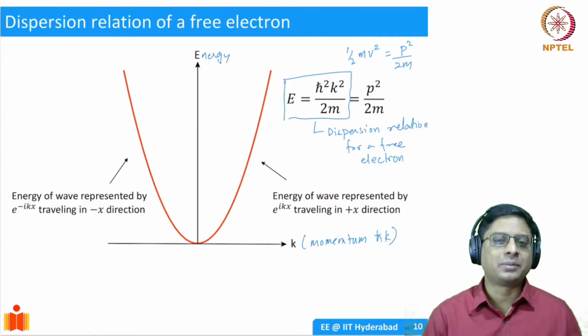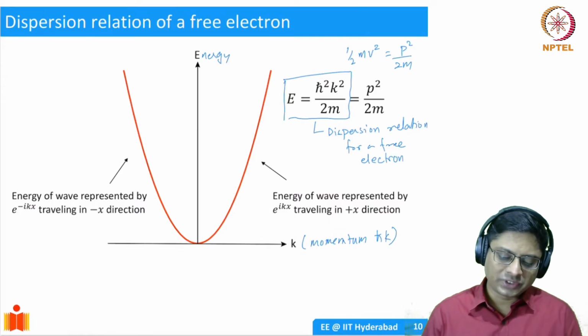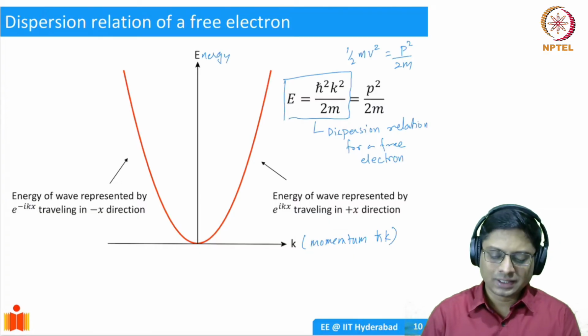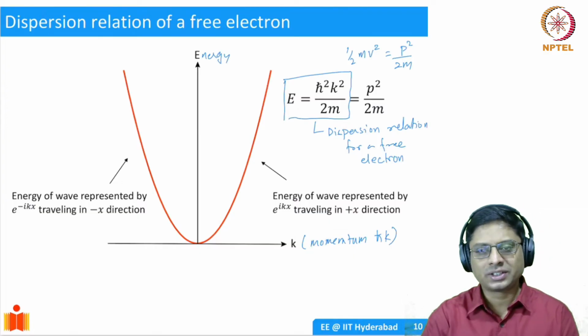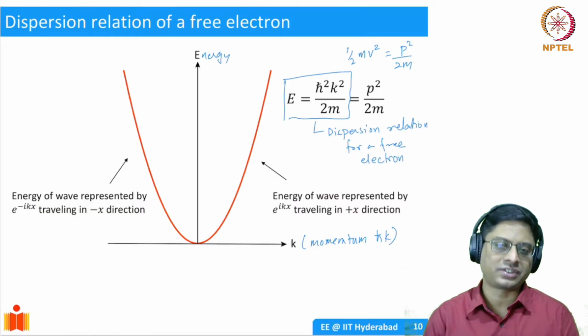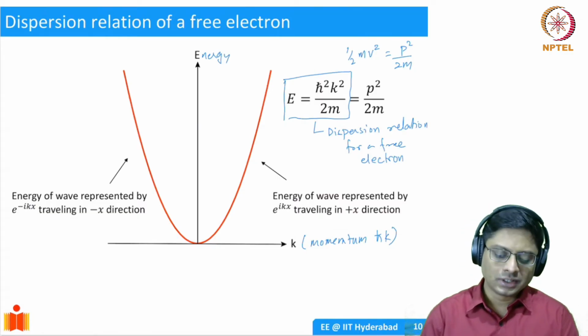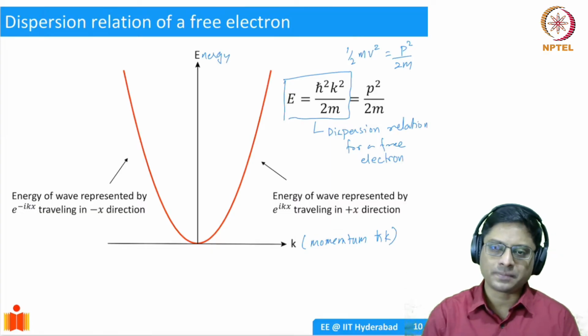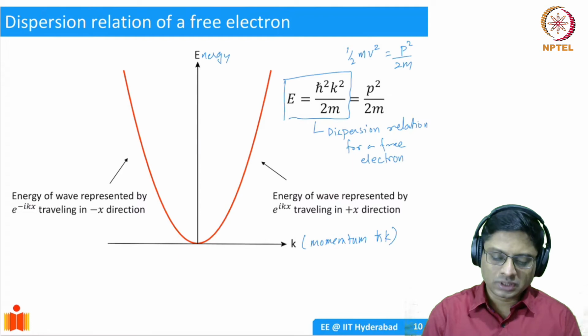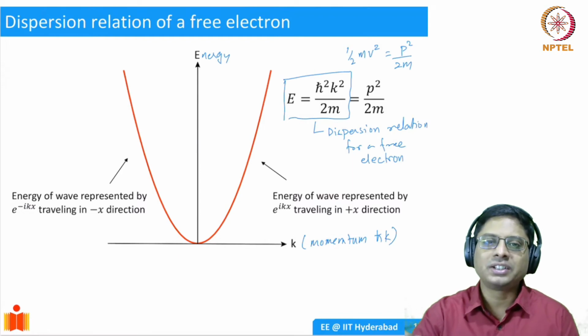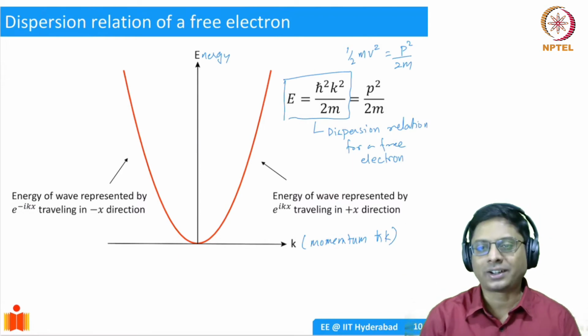And it turns out to be a parabola. So what this is telling you is that if you have a positive k, it's essentially capturing how the energy is changing for a wave which is propagating in the plus x direction, exponential ikx. As you change k, the energy is continuously changing. So for every small change, there will be a continuous change in the energy. This is an important characteristic.